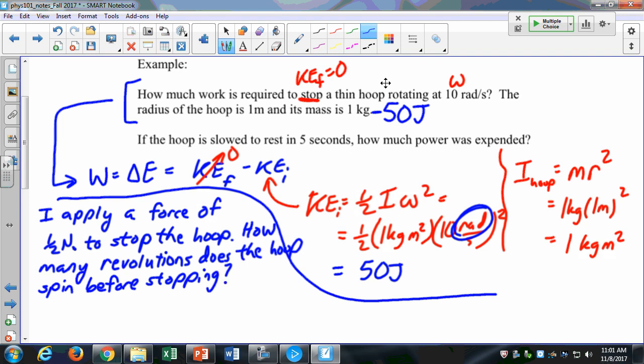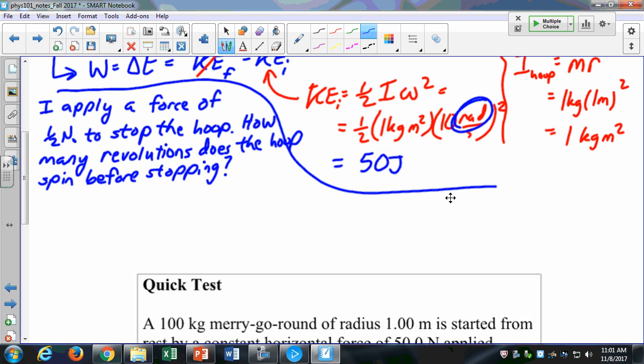How many revolutions does the hoop spin before stopping? Now I know how much work needs to be done. I have to do 50 joules of work, or really negative 50 because I'm taking that away. So I apply a force of a half a Newton, and we're going to assume that that force is applied, if this is my hoop, at an angle that's perpendicular to the hoop, because that gives you maximum torque. So if I apply a force of a half a Newton, how many revolutions is it going to go through before it stops?